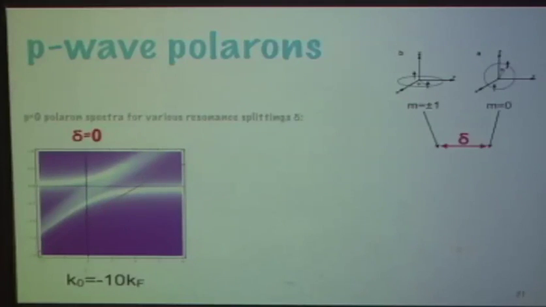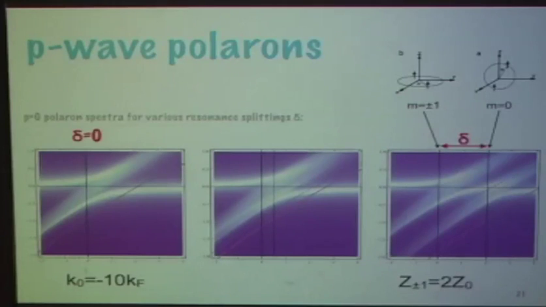I was pretty disappointed after months of calculation when this image came out, because it was very similar to the S-wave case. But if we start to put in a finite splitting delta, then things become more interesting. The blue line here is the dressed molecule of this kind, and the red line here is the dressed molecule of this kind. When the splitting in energy between the two molecules is sufficiently large, one observes the appearance of a third branch of excitations in the middle. So we still have an attractive branch, there is an intermediate branch here, and there is a repulsive branch on this side.